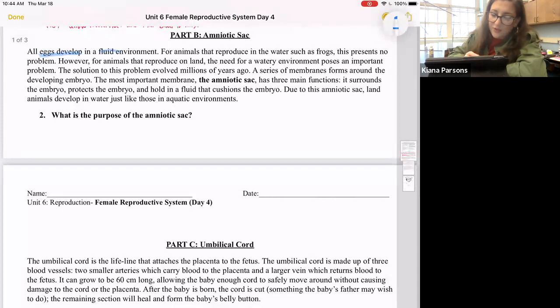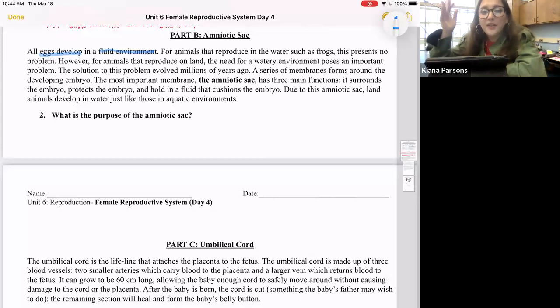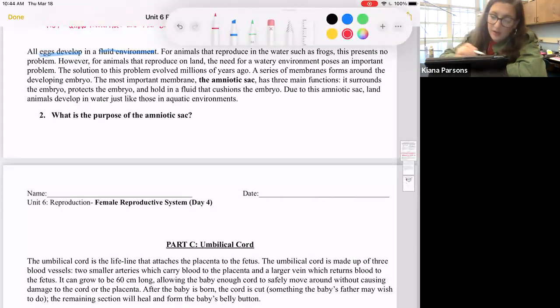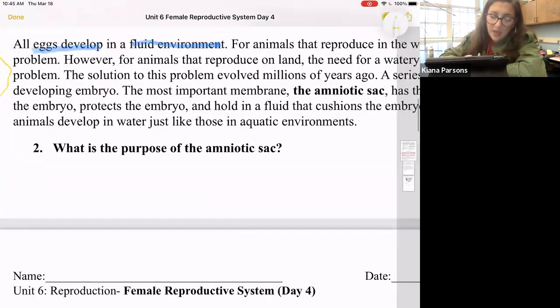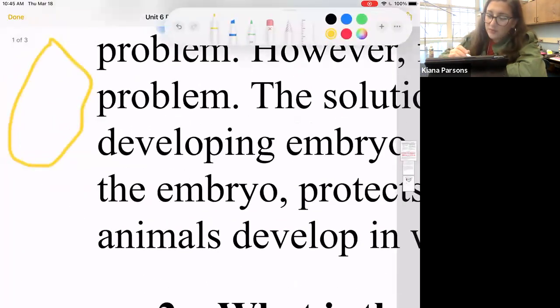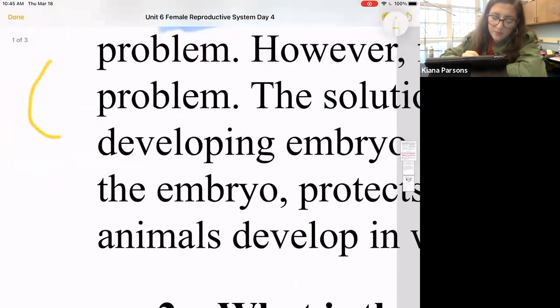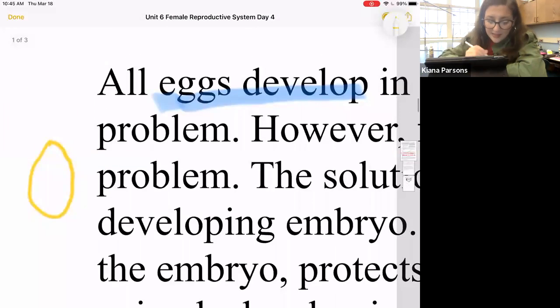Eggs develop in a fluid environment, right? There is an aqueous or fluid, liquid environment inside of the uterus. For animals that reproduce in water, they don't need to do anything special. They just lay their eggs in water. But for animals that reproduce on land, they have, let's draw it in yellow, they have hard shelled eggs. Like birds, for example. Or reptiles have hard shelled eggs.